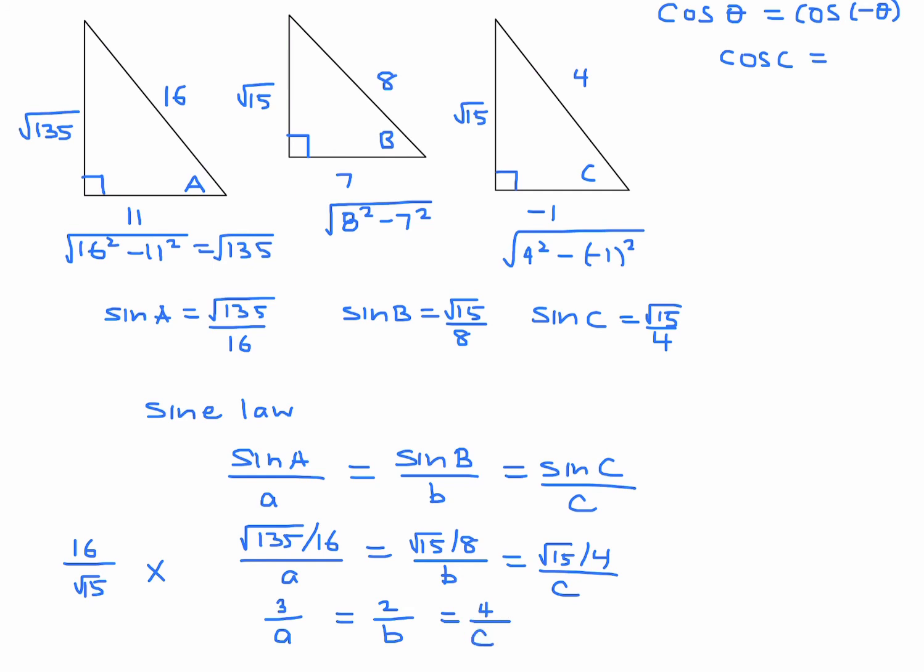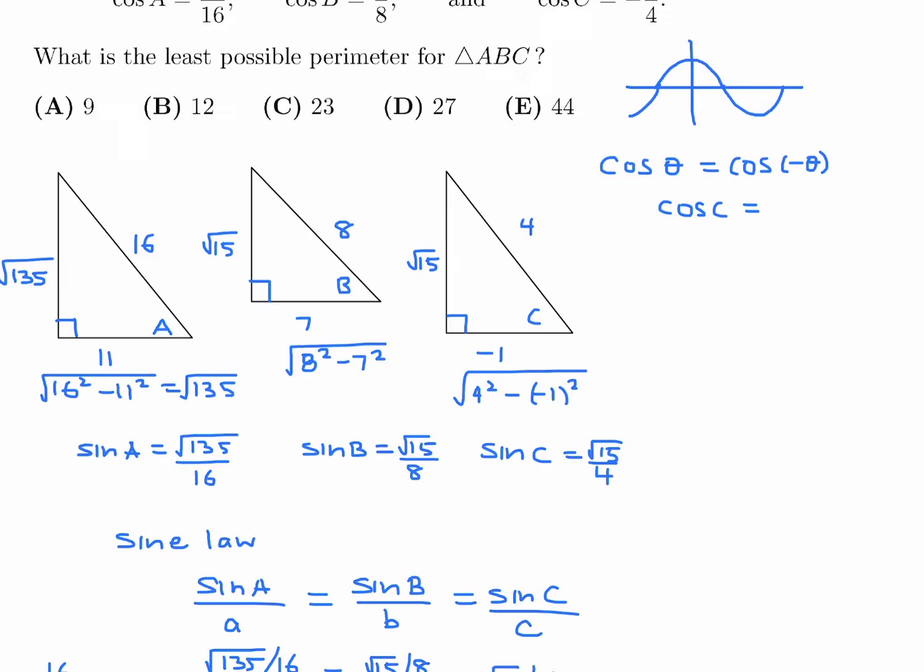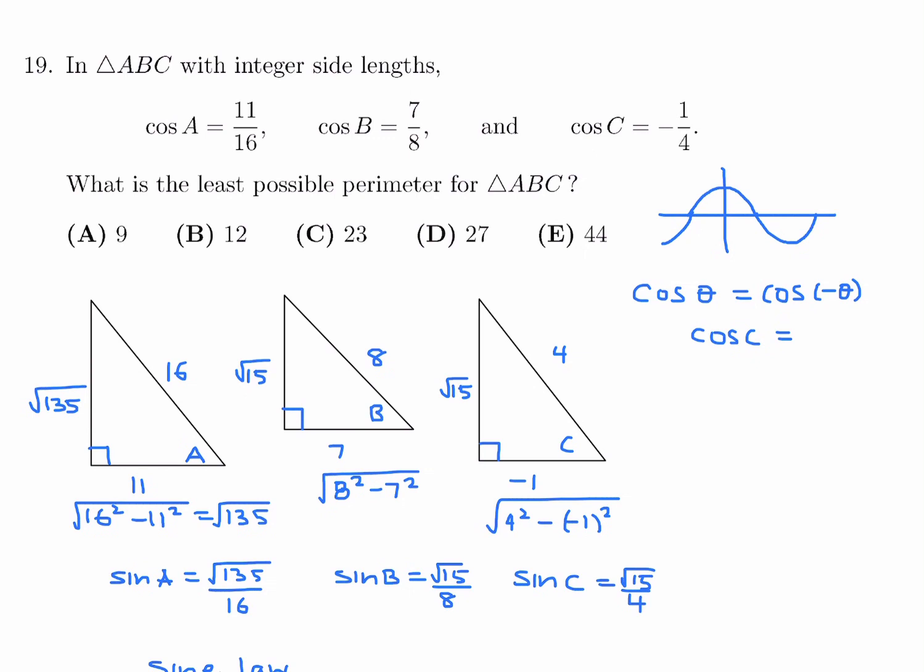So this equation, in terms of the minimum possible values that would satisfy it, if A is 3, B is 2, and if C is 4. And that would make a triangle with those three sides. And the perimeter, therefore, would be 3 plus 2 plus 4, which is 9. And this is the minimum possible way of doing this. So number 19, the answer is A.